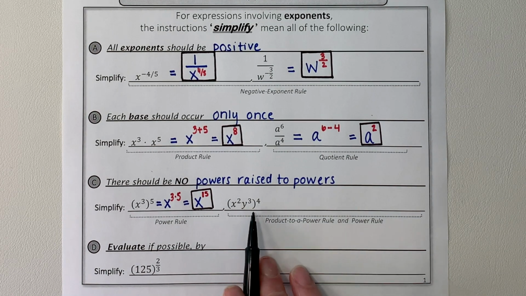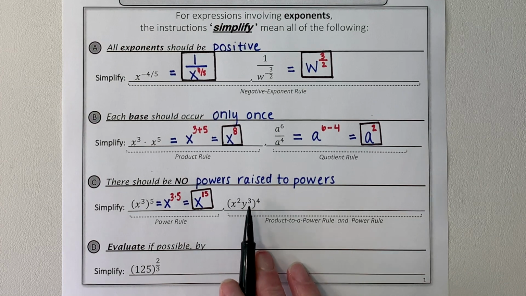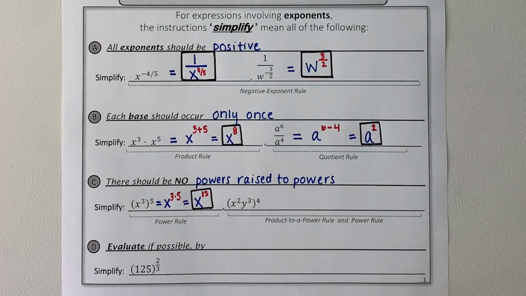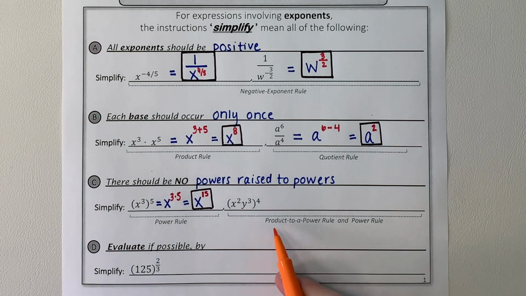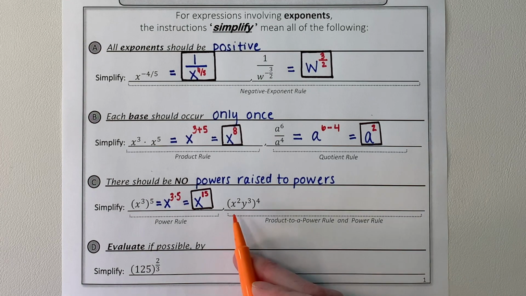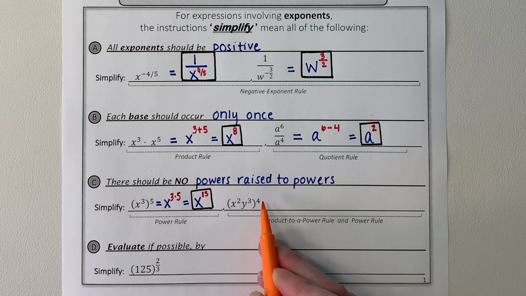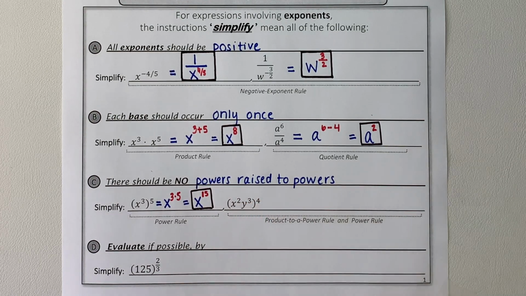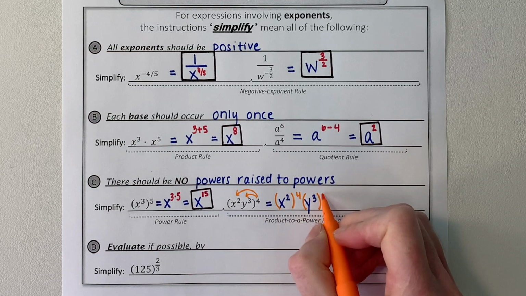This expression is also not yet simplified since we have powers being raised to another power. To simplify this, we're first going to use the product to a power rule. The product to a power rule says that if inside your parentheses your quantities are being multiplied together, then you can apply the exponent outside of the parentheses to each of the quantities being multiplied. So let's first apply this outer exponent to the x squared. That will leave us with x squared to the 4th. And then let's apply the 4 to the y cubed. That will leave us with y cubed to the 4th.